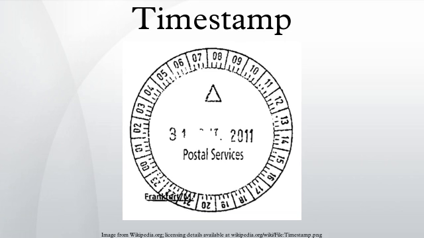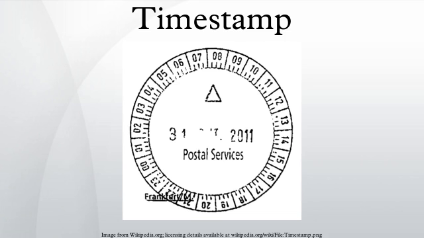A timestamp is a sequence of characters or encoded information identifying when a certain event occurred, usually giving date and time of day, sometimes accurate to a small fraction of a second. The term derives from rubber stamps used in offices to stamp the current date, and sometimes time, in ink on paper documents, to record when the document was received.